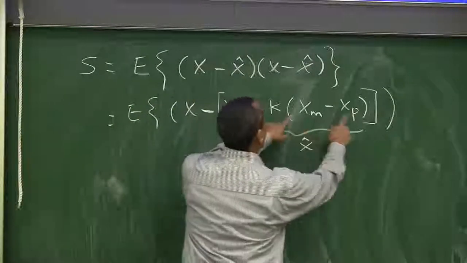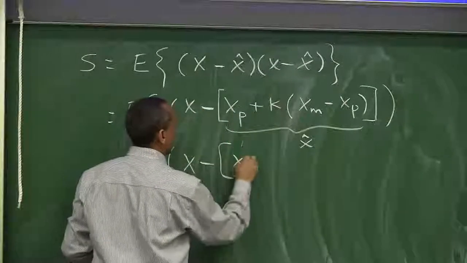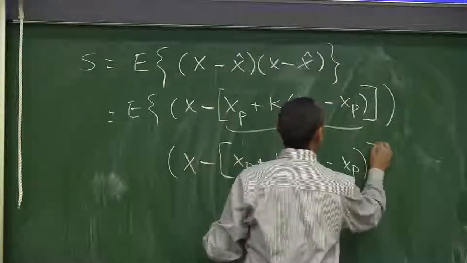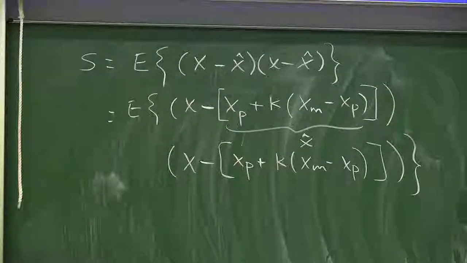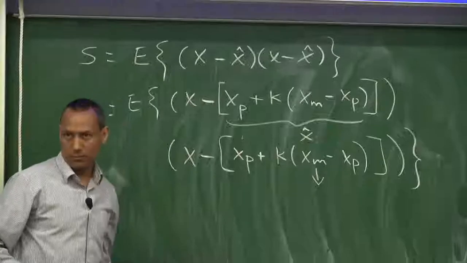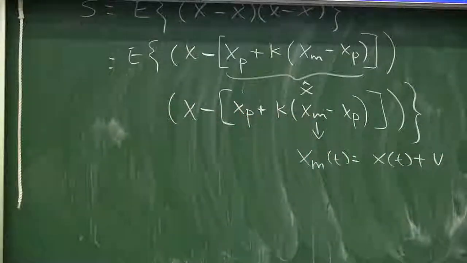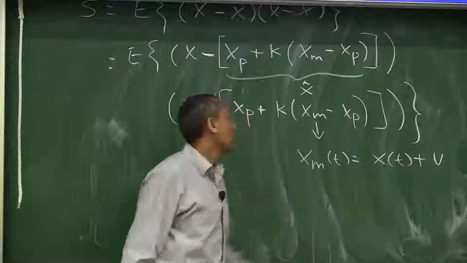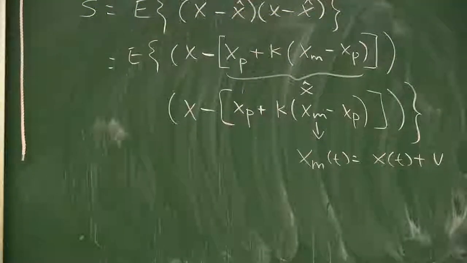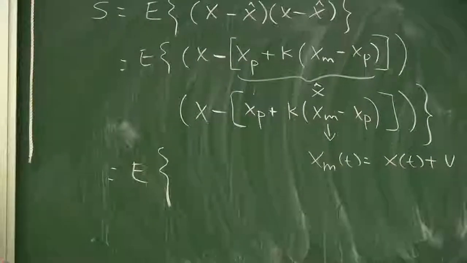For this one we have, and then we duplicate this: x minus xp plus k times xm minus xp. We can do that. Now we are dealing here with two unknowns. We can substitute xm, right? We have said xm of t has something to do with x of t plus the error introduced by the measurement, right? So we can now substitute xm here. The mathematics is a little tedious, but it is straightforward. There's no need to worry about it.